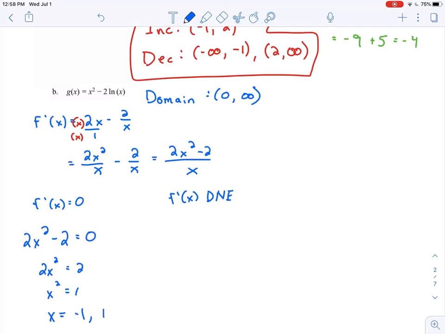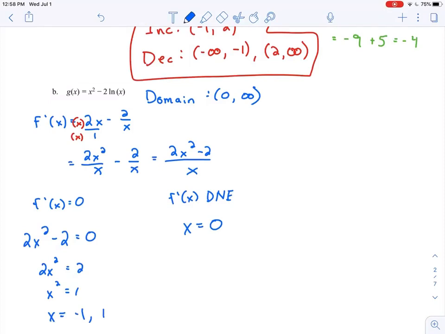I also care about where f prime of x does not exist here. So in this case, again, I'm dealing with this rational function for my derivative. That's only undefined if the denominator is equal to 0. So here I'll simply just get x equals 0, and that's it. I don't need to solve for anything.